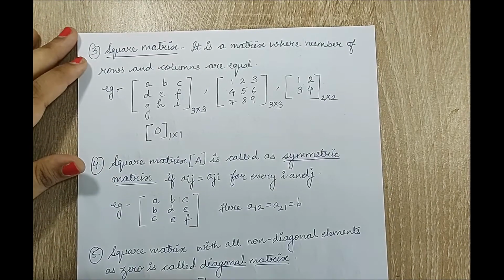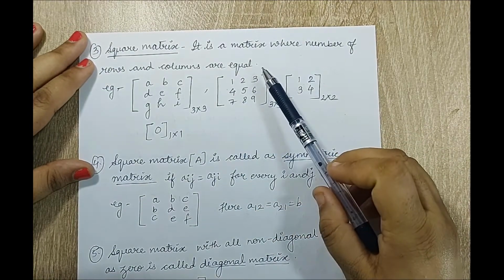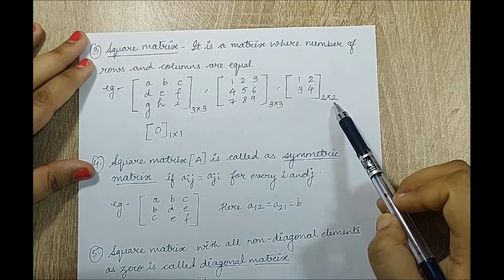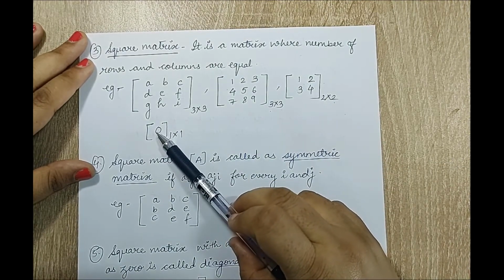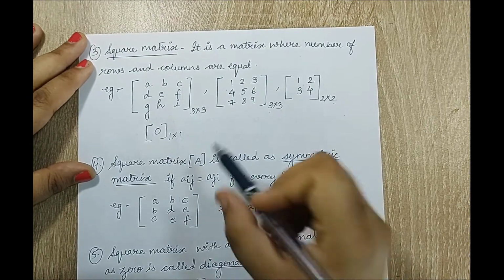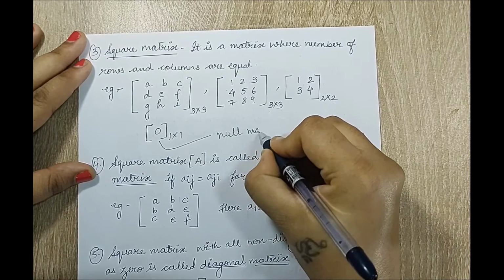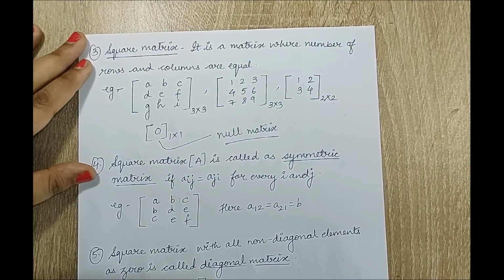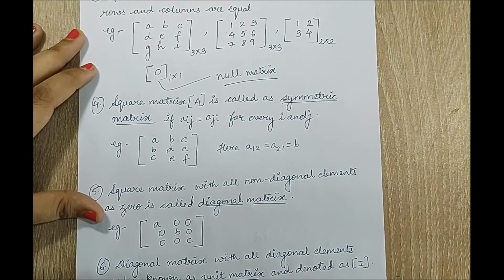Next, let's talk about the square matrix. It is a matrix where the number of rows and columns are equal. You can see here the order is 3 by 3, 3 by 3, 2 by 2, 1 by 1. This matrix with only one element, that too the value is 0, is called a null matrix or a 0 matrix because the value is 0. So this is all about the square matrix. Next, a square matrix can also be written in various other forms.